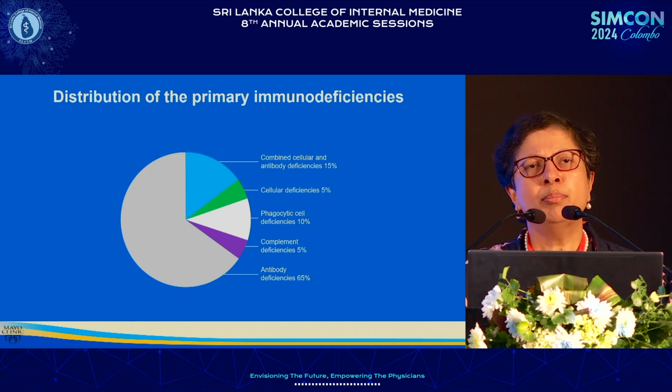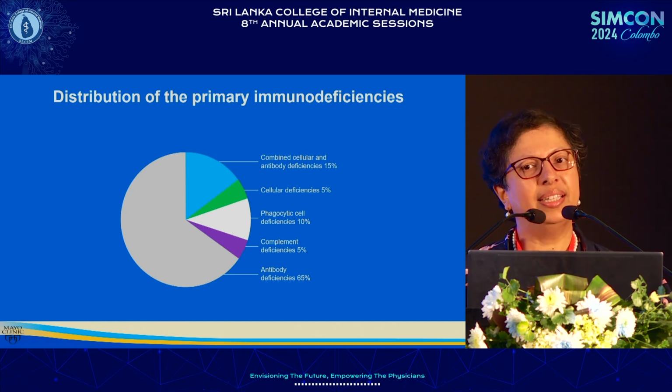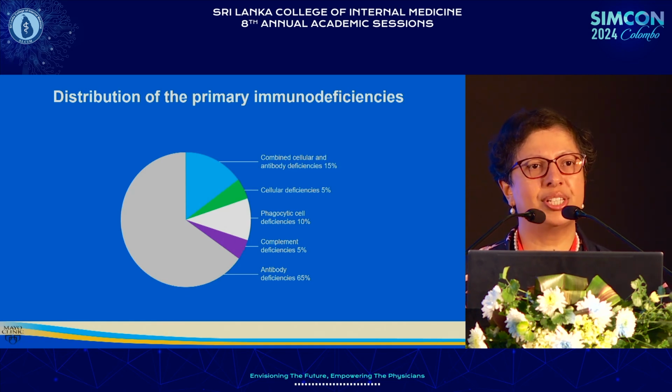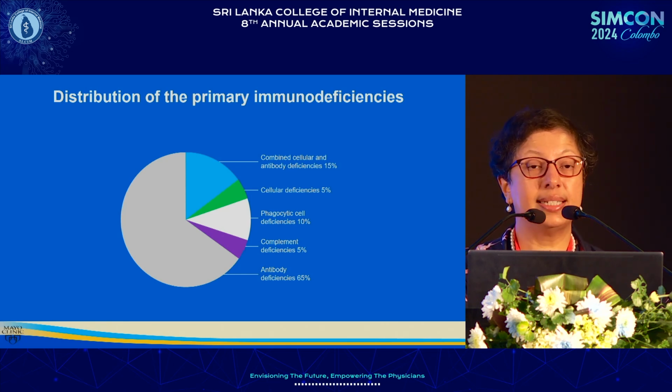So the majority of the immune deficiencies are humoral. These are antibody deficiencies, more than 70% that we see. But there is a smattering of other forms of immune deficiencies, which include cellular phagocytic defects like chronic granulomatous disease, which we see very commonly in Southeast Asia.